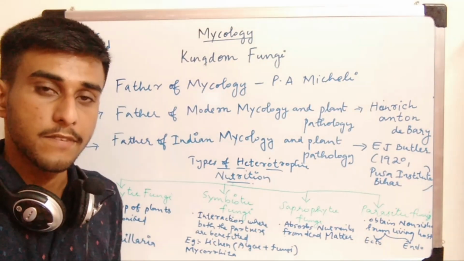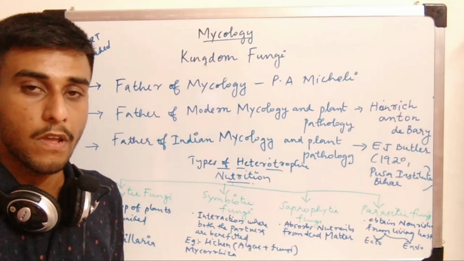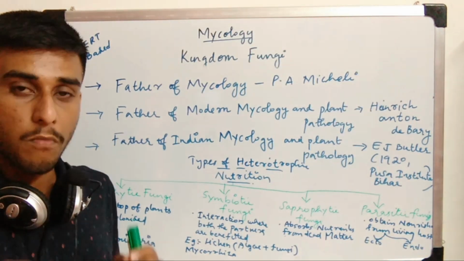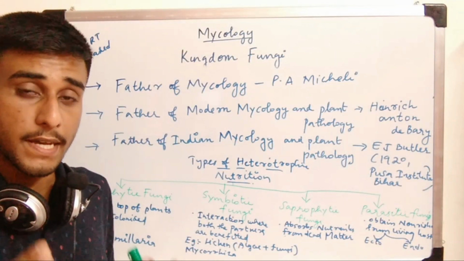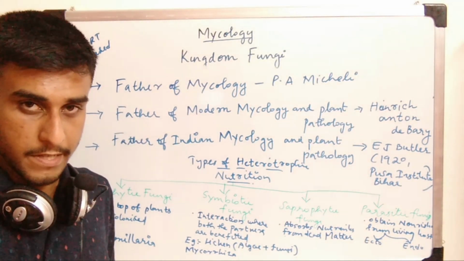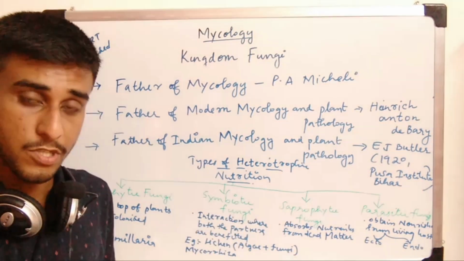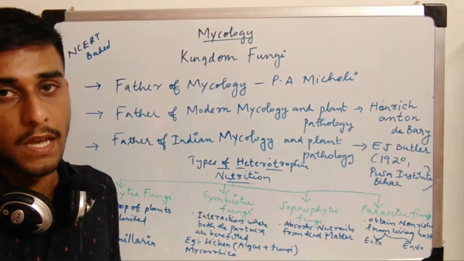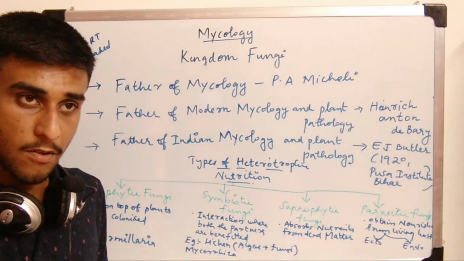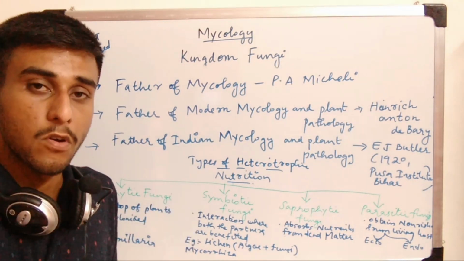Next is about the parasitic fungi. What are parasitic fungi? What is parasitism? Parasites are organisms which absorb nutrients from a living host. Even though the host is living, not dead, they absorb the nutrients. So parasitic fungi can be of two types: ectoparasitic fungi and endoparasitic fungi. What are ectoparasitic fungi? The fungi which absorb nutrients from the living host on the top surface of the living organism.